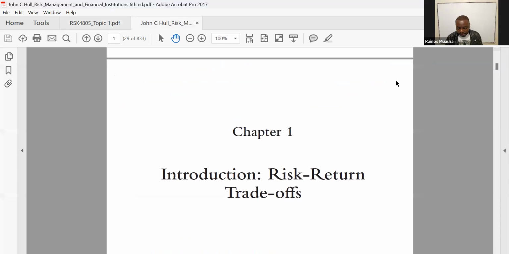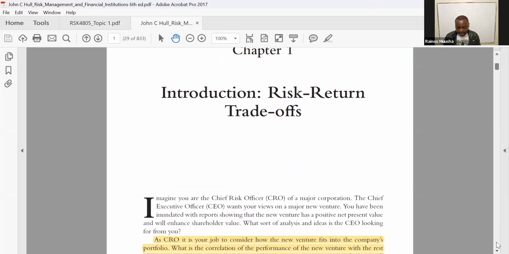All right, so when we move to chapter 1 of Market Risk Management, it looks at the introduction, where we look at the relationship between the risk and return trade-off. So we're looking at the relationship between risk and return.